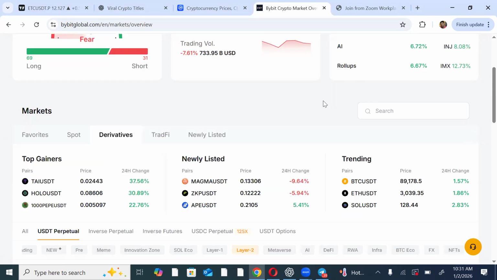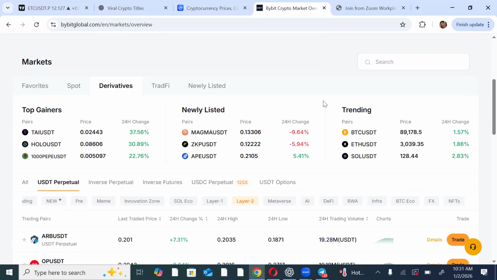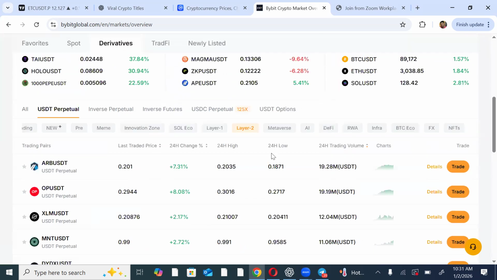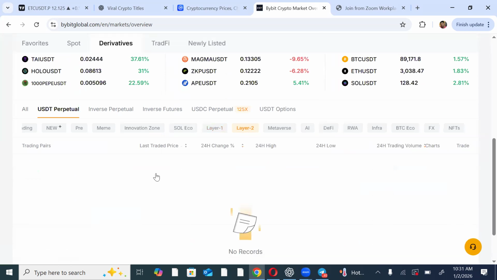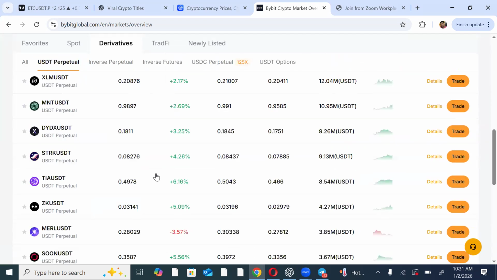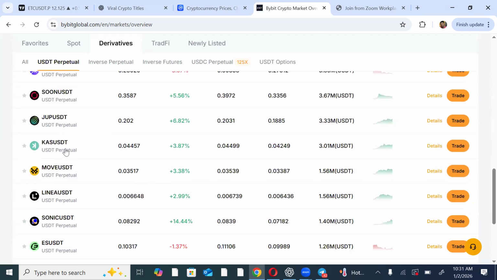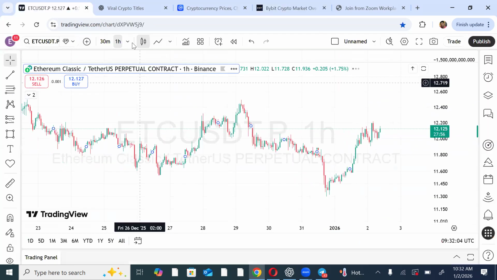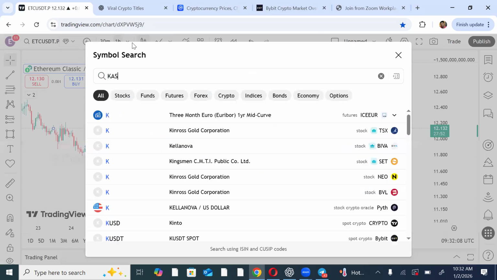So layer 2, for layer 2, let's see. Right, so this is layer 1, this is layer 2. I want to analyze, I've been watching this pair for quite a long time now. This CAS, right? So I'm going to come here and put CAS USDT.P.